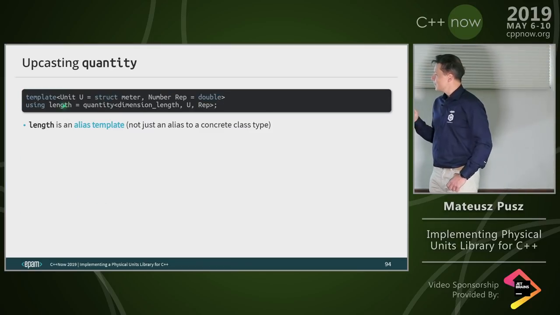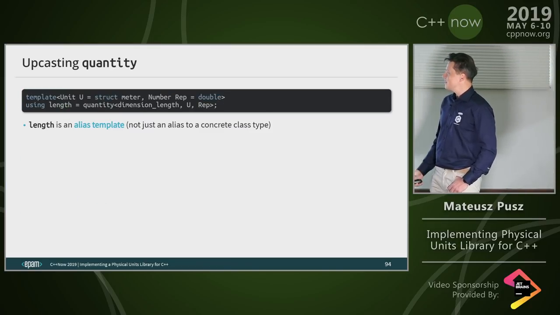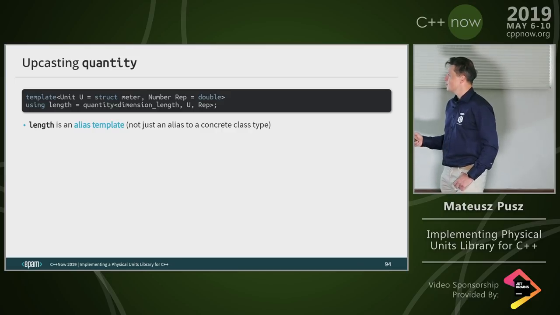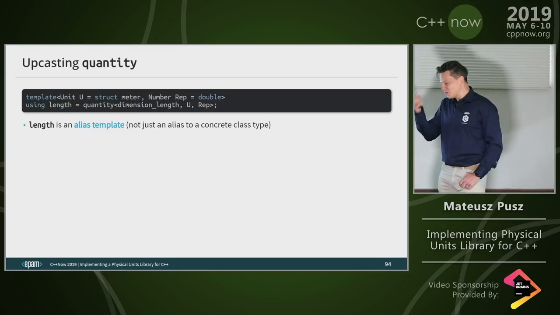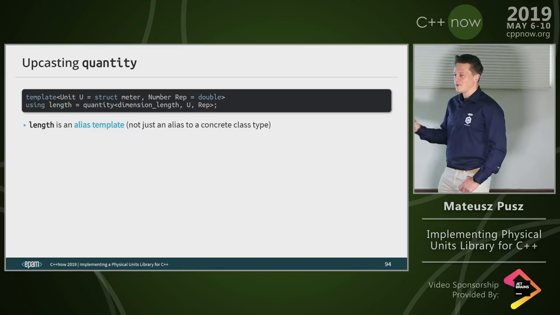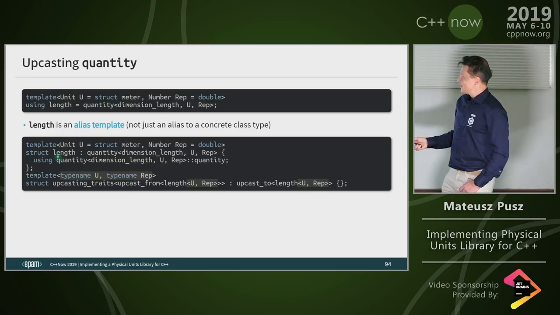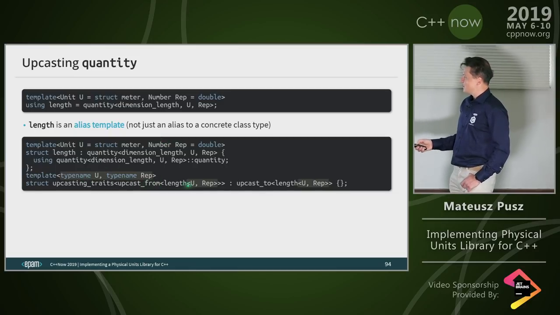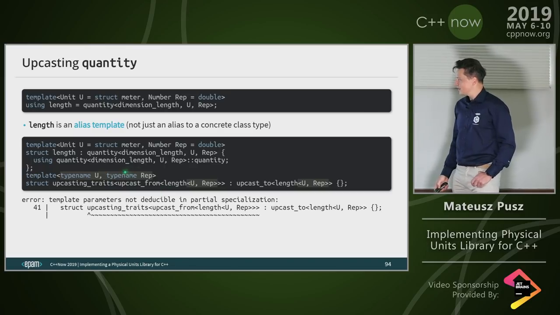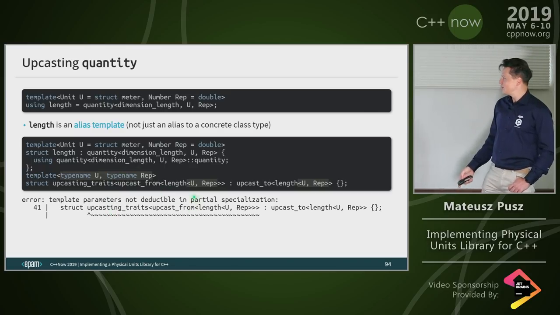With quantity, we have more problems. We cannot easily do upcasting traits for quantity. This is an alias, but this alias is not a specific alias to a specific type. It's still an alias template. So we cannot write something like this, that length is derived from quantity, and we have upcasting traits from upcast from length of URep and upcast to URep, because those are not specific types, and we get an error saying that template parameters are not deducible in partial specialization.